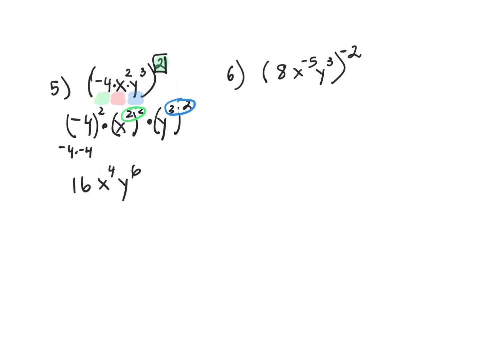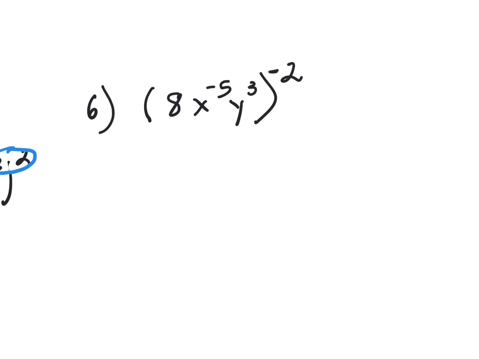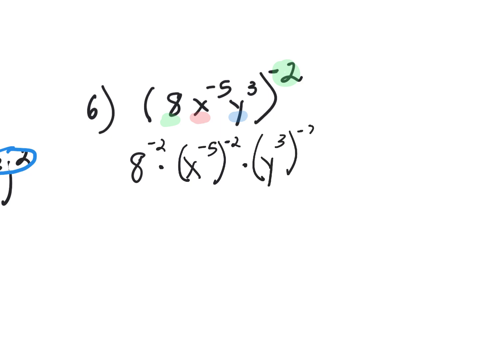On this one, there's lots of ways to do number 6. So let's do it one way, and then we'll go back and do it another way. We could say that 8 is being raised to the negative 2nd power, and then x to the negative 5th is being raised, and then y to the 3rd is being raised to the negative 2nd power. So x to the negative 5th is being raised to the negative 2nd power, and y to the 3rd is being raised to the negative 2nd power.